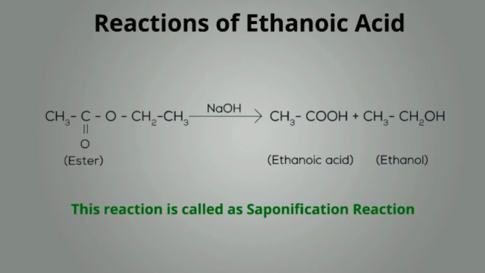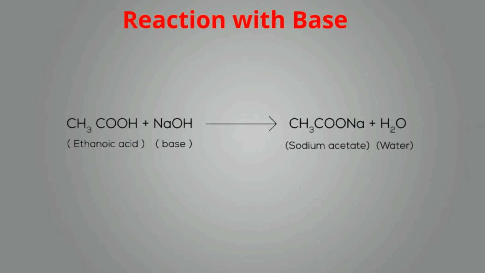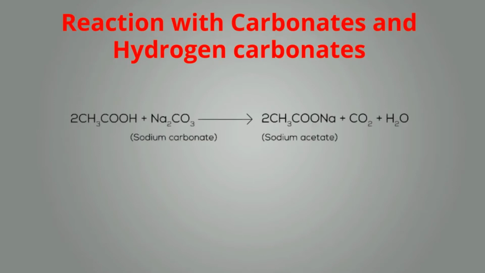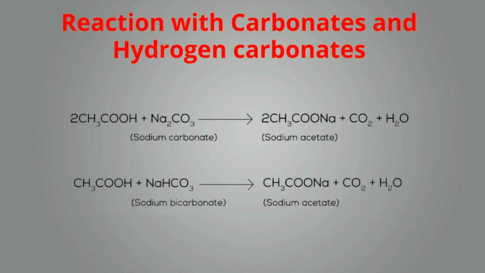Ethanoic acid, which is an acid, reacts with a base, say sodium hydroxide, to form salt and water. The salt in this case is sodium acetate. Ethanoic acid also reacts with carbonates and hydrogen carbonates to form salt, water and carbon dioxide. The salt produced in this reaction with sodium hydroxide is sodium acetate.